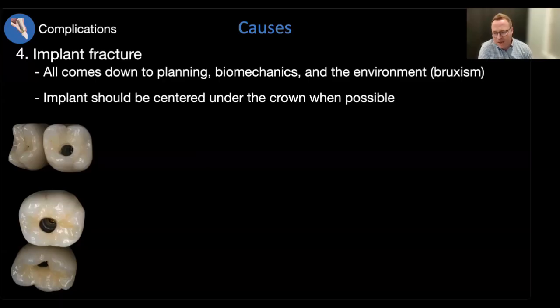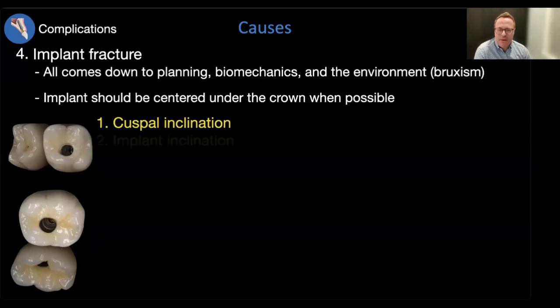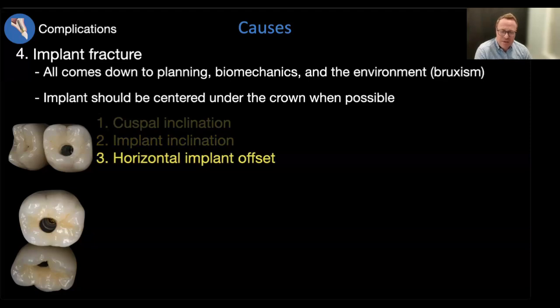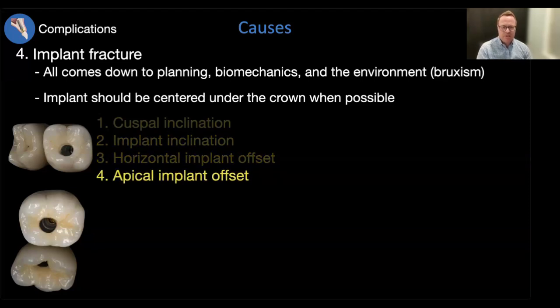And from a biomechanics perspective, we really have four things that we look at the most, and that's cuspal inclination, implant inclination, horizontal implant offset, and the apical implant offset. When you have one of them that's a factor, it can be a problem. But let's say you have two of them or three of them, then you can really be applying a lot of force to an implant where, of course, you could see a fracture. And so these are the things that we look at.